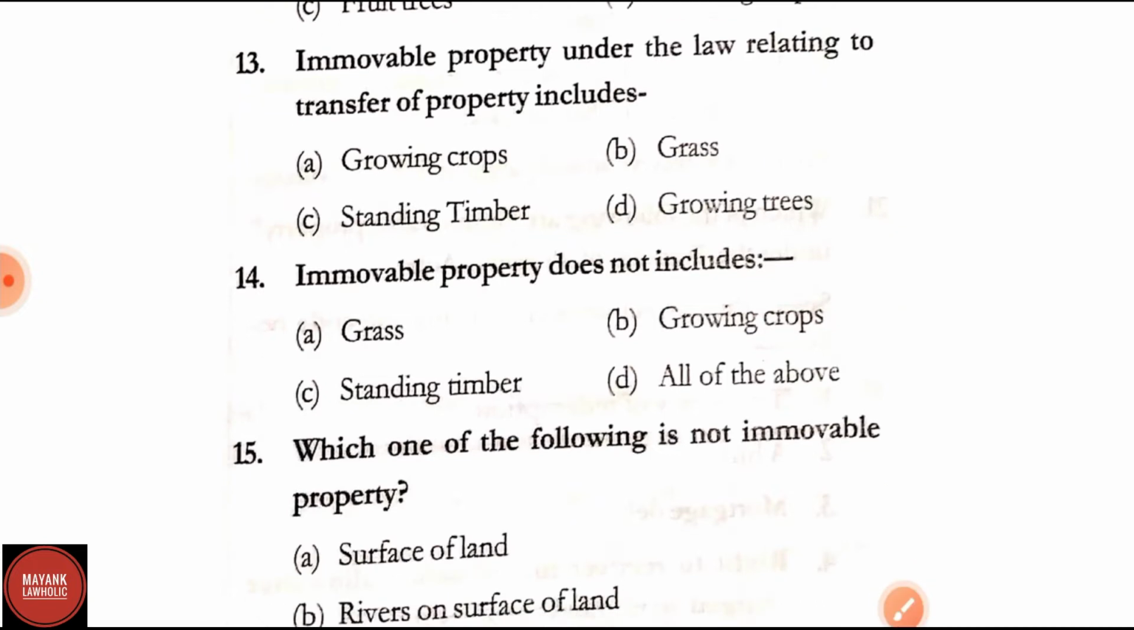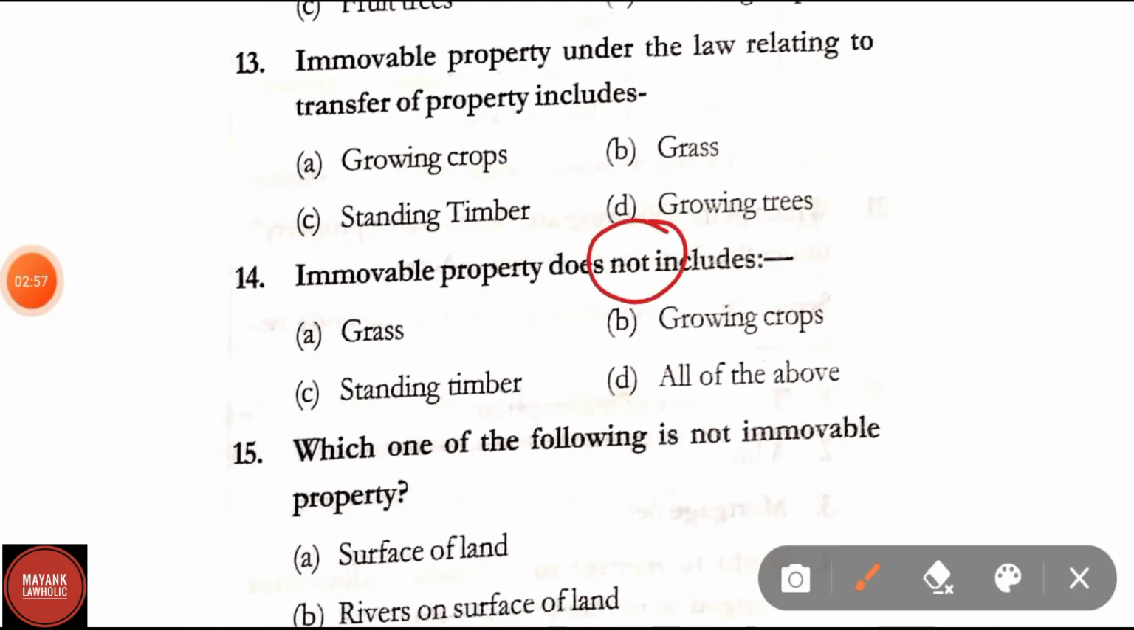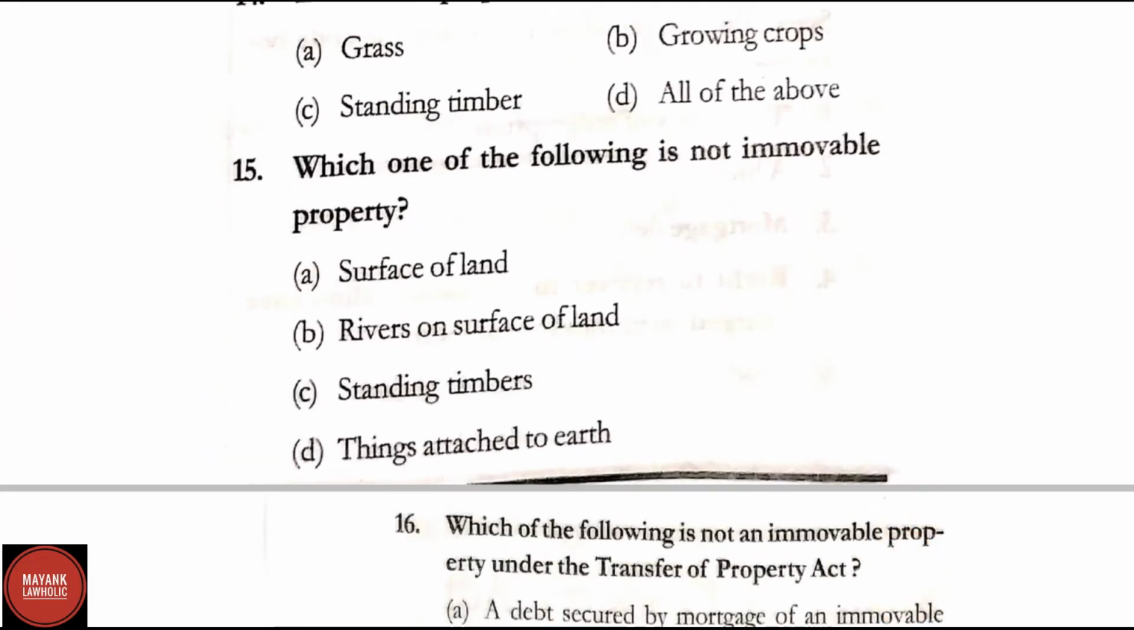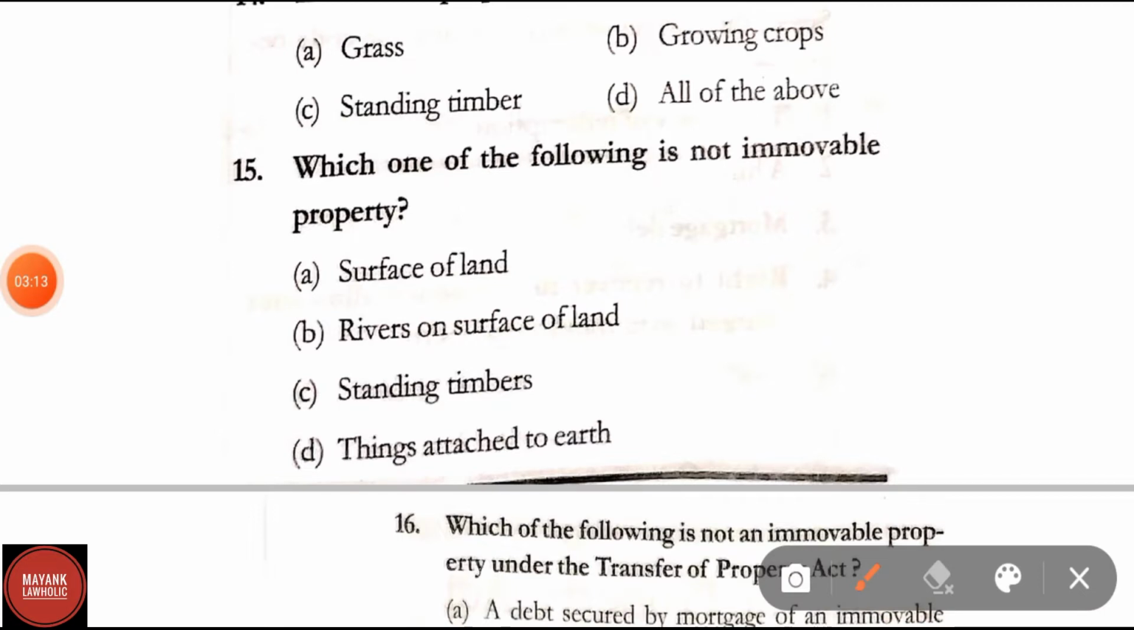Question number 14. Immovable property does not include: grass, growing crops, standing timber, all of the above. Here the correct answer is option D, that is all of the above. That is, grass, growing crops and standing timber are not included in immovable property. Question number 15. Which of the following is not immovable property? Surface of land, river on surface of land, standing timbers, things attached to earth. Correct answer is option C, standing timbers. Standing timbers is not immovable property.